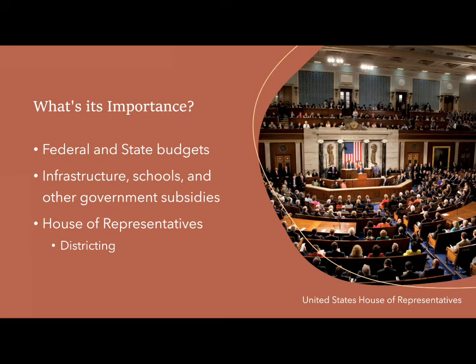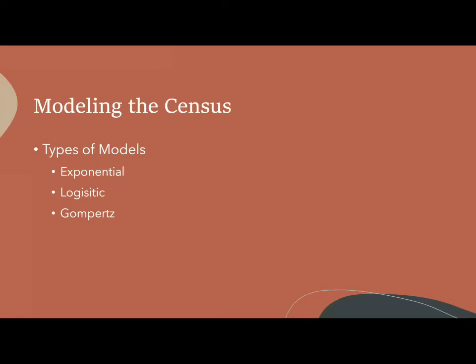For example, after the 2020 census, Texas population grew and gained 2 seats, while New York's population declined slightly and lost a seat. As we can see, knowing the population changes in the country is an essential part of a functioning government. So how are we going to model this population change? Well, we're going to explore 3 different types: exponential, logistic, and Gompertz.